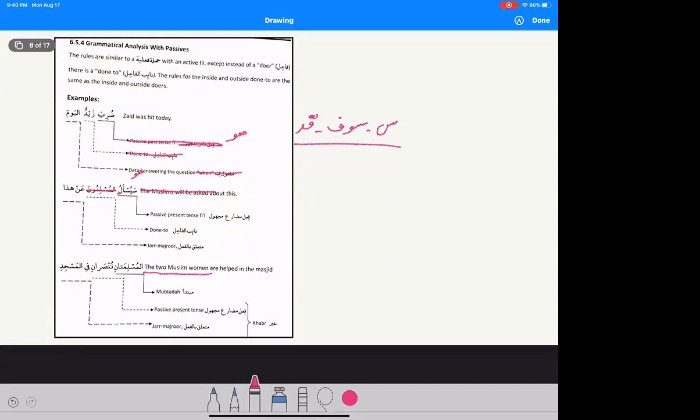So muslimatani, this is jumla ismiya. So this is our mubtada. Tunsarani is our fi'l mudari majhul, and fil masjidi is our mutalliq bil fi'l. And this is our khabar, tunsarani. So muslimatani is our mubtada, and tunsarani fil masjid is our khabar, and tunsarani is our fi'l mudari majhul, and fil masjid is our MBF. So this is how it's going to work. This is how you can label.